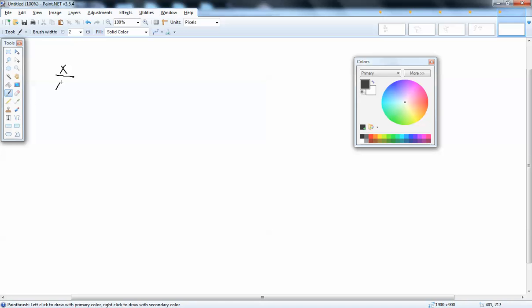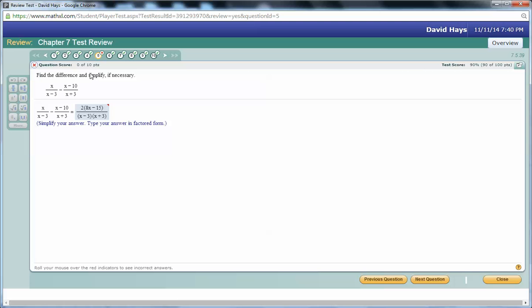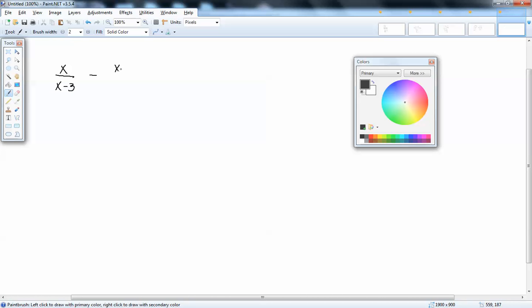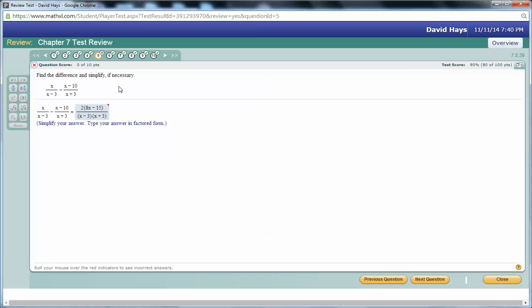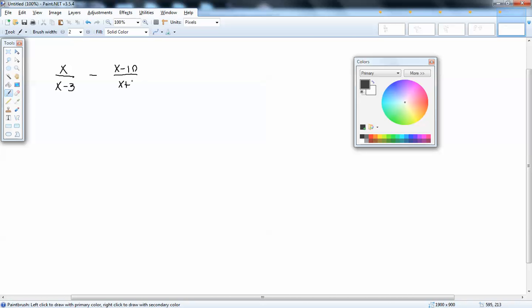x over x minus 3 minus x minus 10 over x plus 3. Okay, so we're going to get a common denominator. So we factor all of our denominators. These are factored as much as they can be. So we'll start with our first factor, x minus 3. Now I'm looking for the greatest number of x minus 3's in any single denominator. There's one here, none here, so greatest number of x minus 3's is 1.